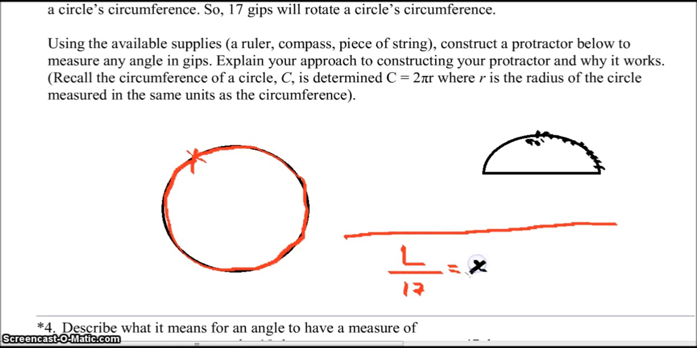So if this length is L, then x is L over 17. We just need a distance x from here to here, mark the string, then another distance x from here to here, mark the string, so that we'll have the string divided into 17 pieces. I didn't count those, but then we can make our protractor.